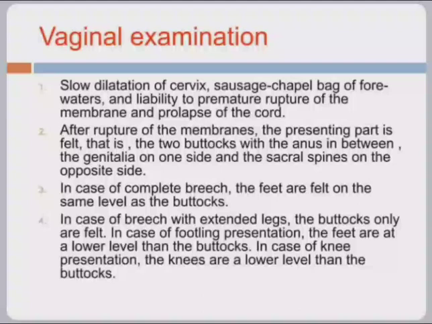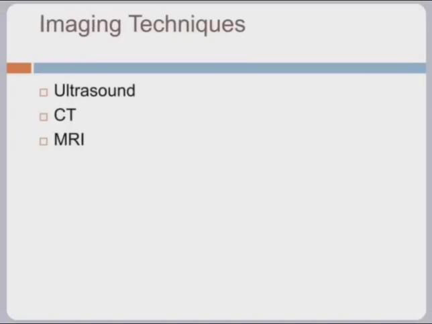In case of complete breech, the feet are felt at the same level as the buttocks. In case of breech with extended legs, only the buttocks are felt. In case of footling presentation, the feet are at a lower level than the buttocks. In case of knee presentation, the knees are at a lower level than the buttocks. Okay.